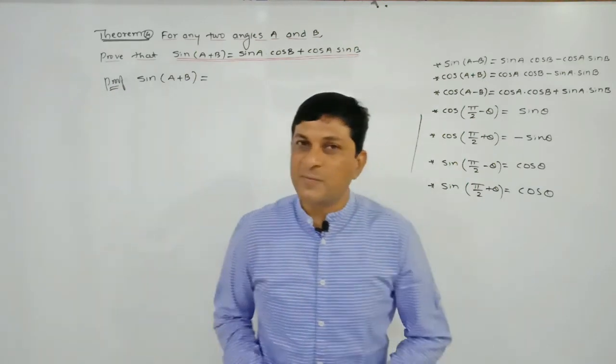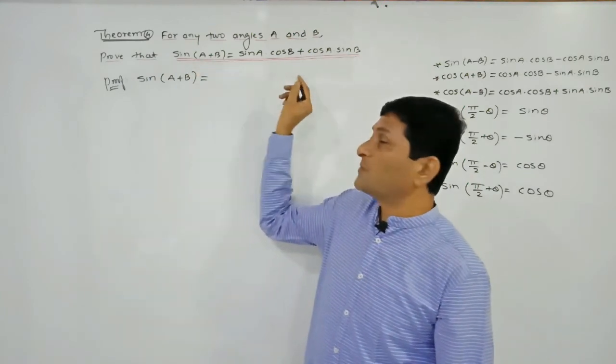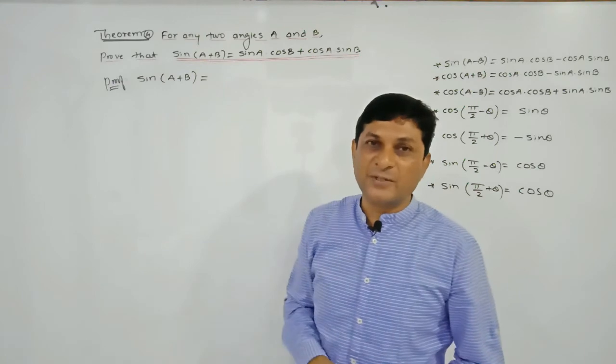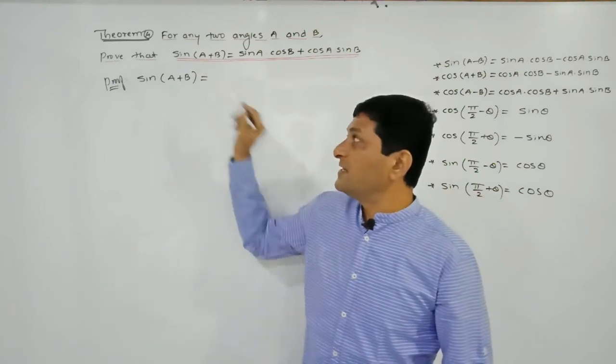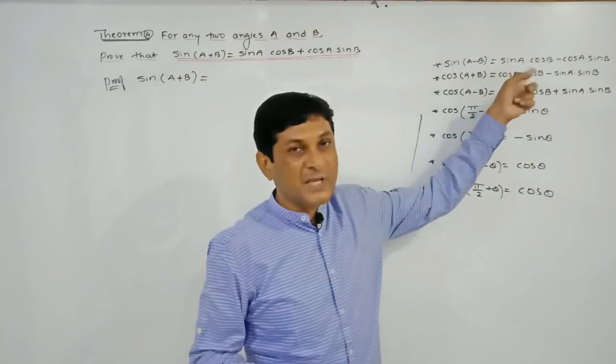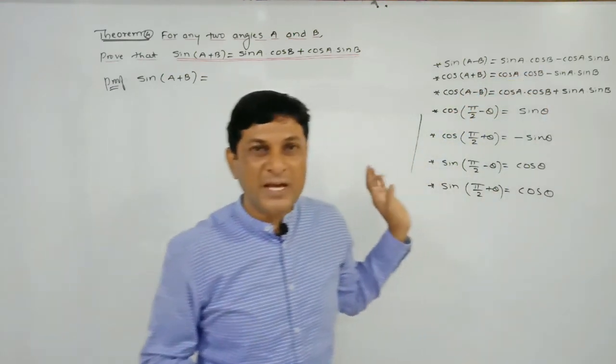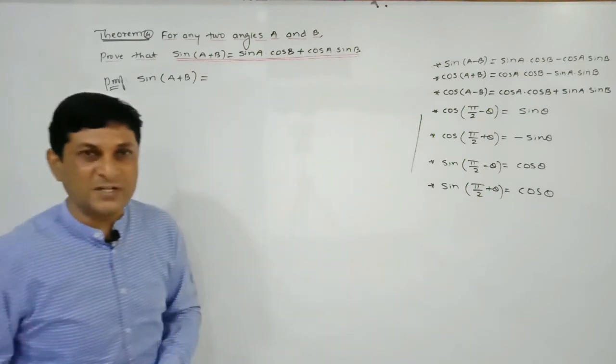Now see theorem number 4, in which we have to prove that sin(A plus B) is equal to sin A into cos B plus cos A into sin B. So we have considered the left hand side. Just now we have proved that sin(A minus B) is equal to sin A into cos B minus cos A into sin B. Using this formula, we are going to prove this next important theorem.